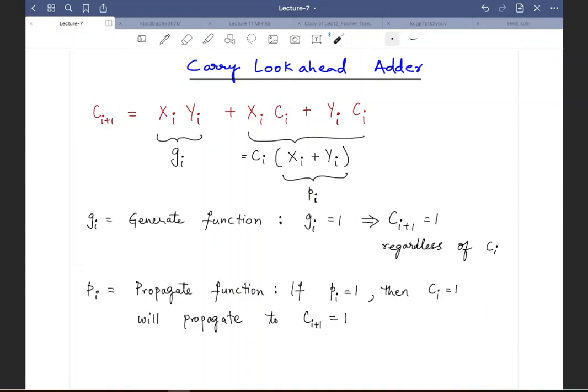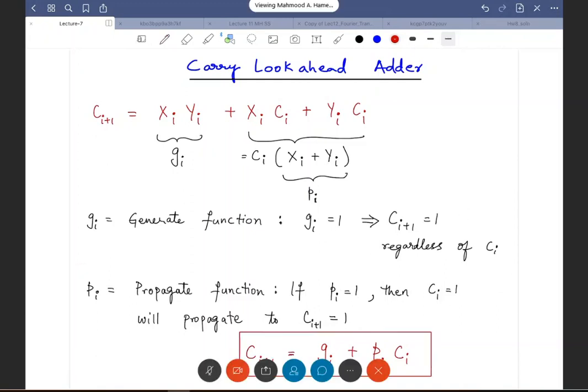Now, once I have defined these two, g and p, I will write a new expression for c sub i plus 1. c sub i plus 1 can be written, in a very compact manner, as g sub i or p sub i c sub i. Do you guys agree with this so far? I just defined g and p as generate and propagate functions because of the role they play in the expression for c sub i plus 1.